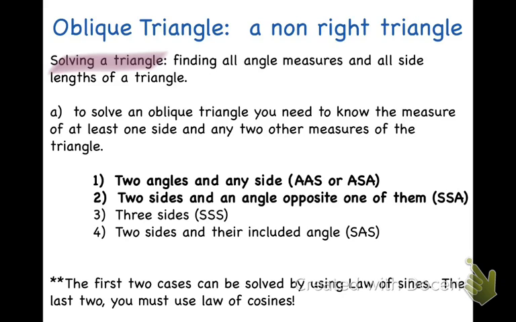So there's 4 different types. You can have 2 angles and a side length. That's our first type. You can have 2 sides and then one of the opposite angles. You could have all 3 sides, or you could have 2 sides and the angle in the middle. This third and fourth type, we're going to deal with later. Those are going to need the law of cosines, but 1 and 2, we can solve using law of sines.